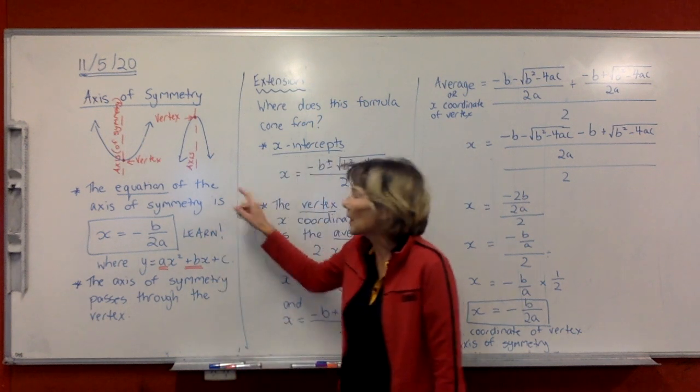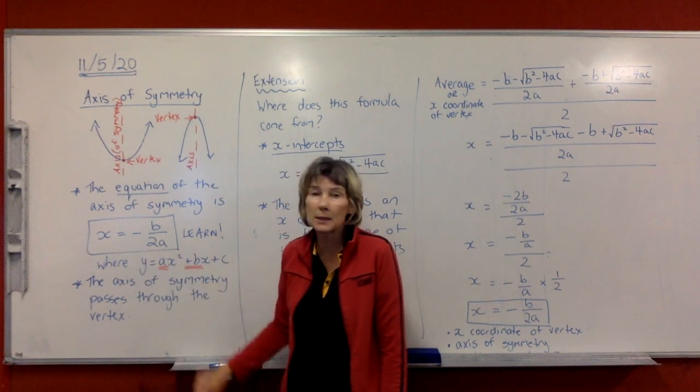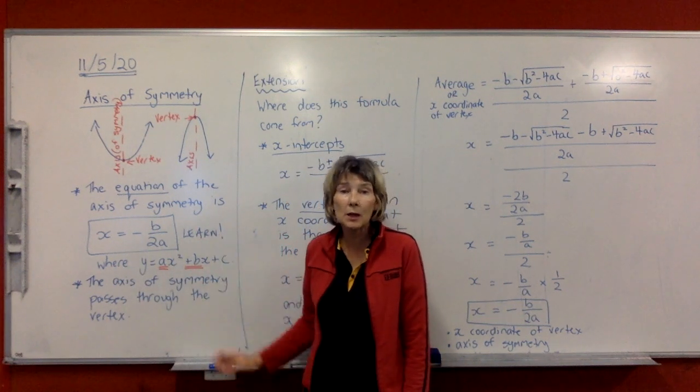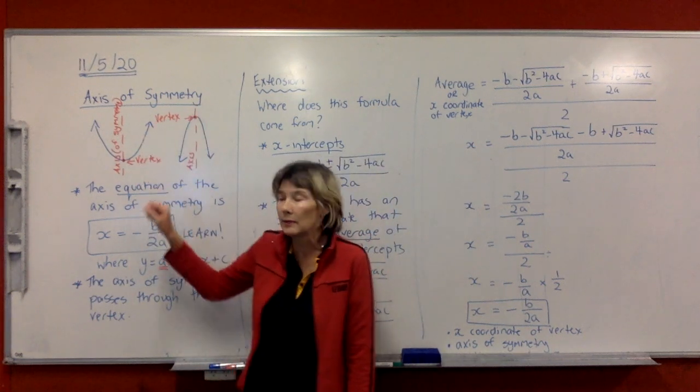Alright, so the equation of the axis of symmetry, we've already done this earlier, but I've written it down again. It's x equals minus b over 2a. It is the equation of this line. It's the equation of the axis of symmetry.